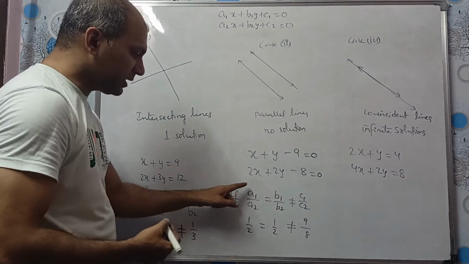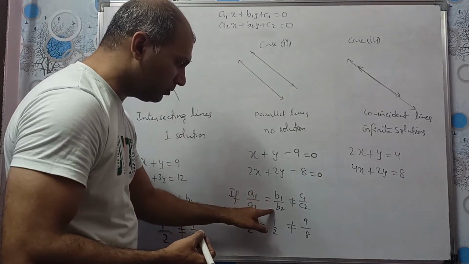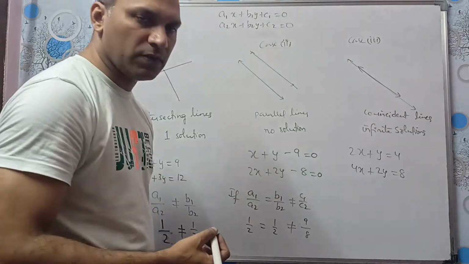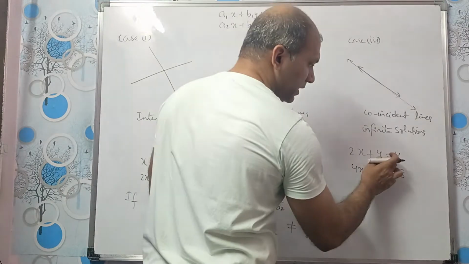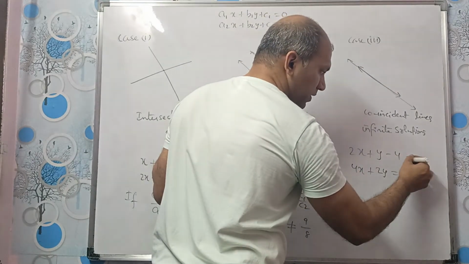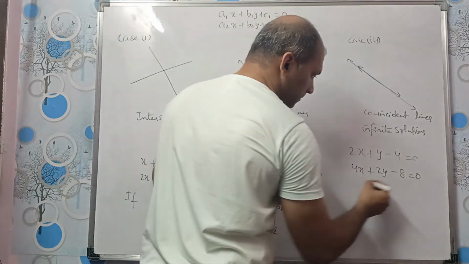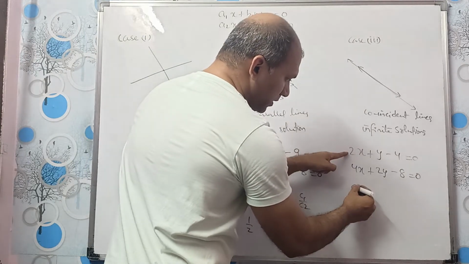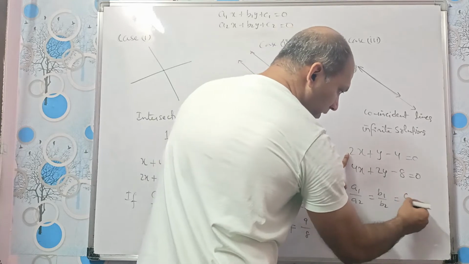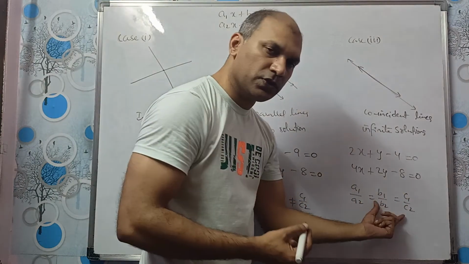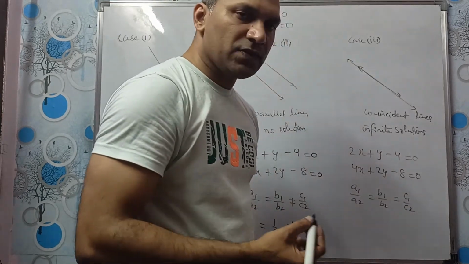Okay. What is the condition? a1 by a2 should be equal to b1 by b2. It should not be equal to c1 by c2. Two ratios should be equal. What will happen if all the ratios are equal? See, let us write this as minus 4 equal to 0 and minus 8 equal to 0. Here you see, a1 by a2 is equal to b1 by b2 is equal to c1 by c2. If all three ratios are equal, the two lines will be coincident lines.